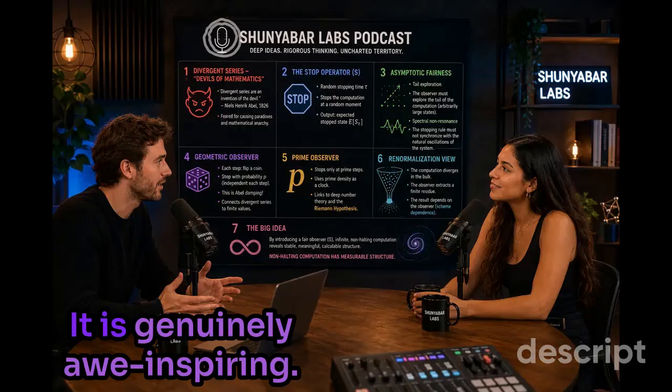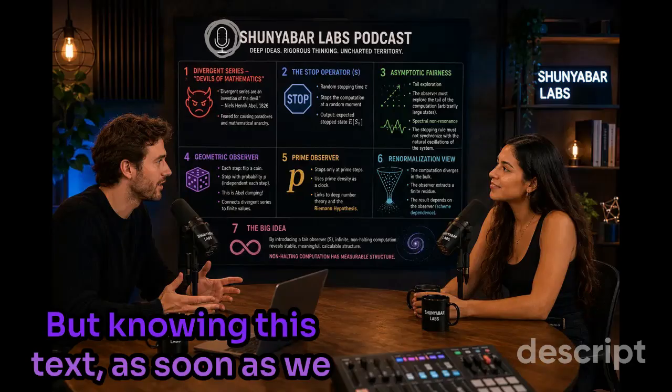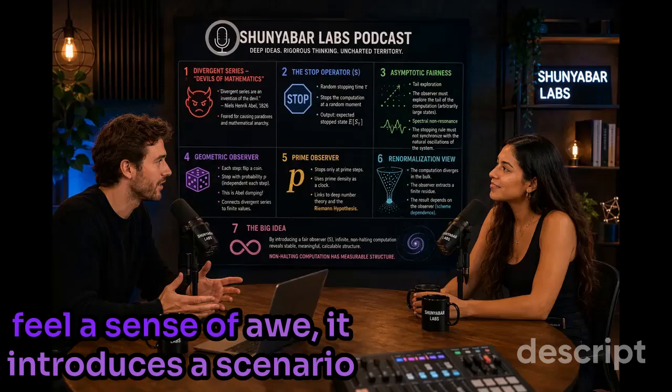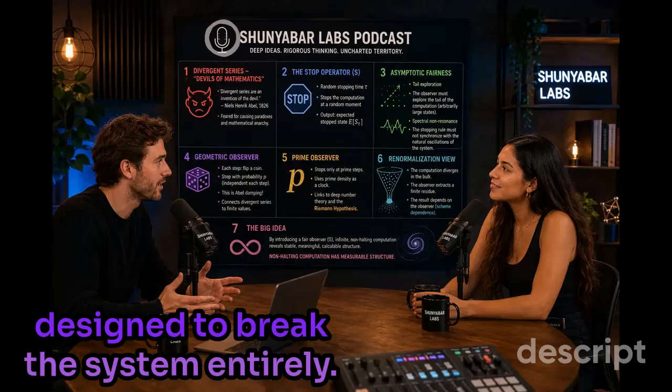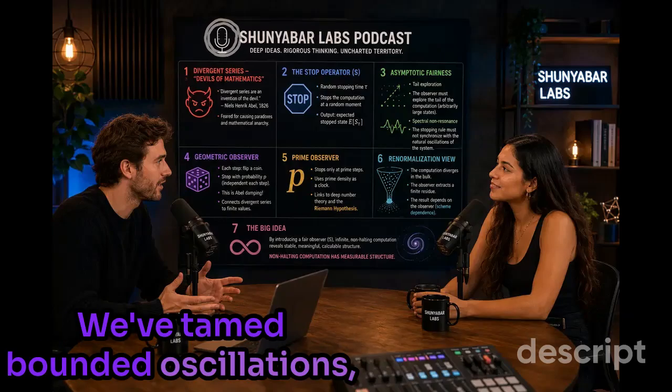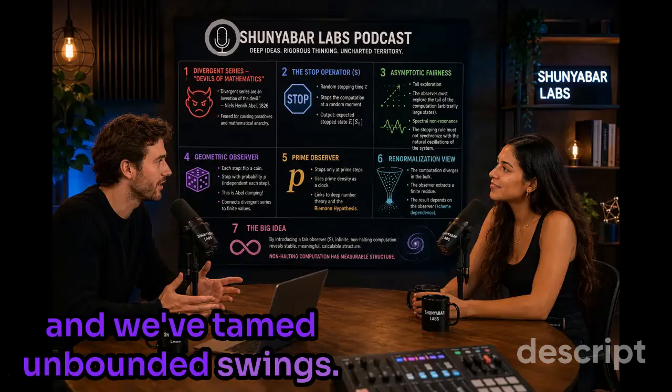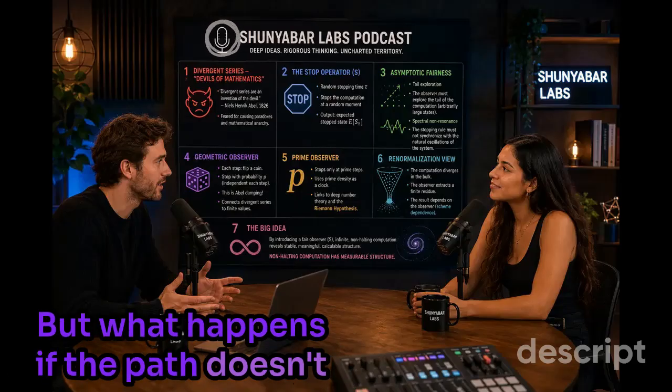It is genuinely awe-inspiring. But knowing this text, as soon as we feel a sense of awe, it introduces a scenario designed to break the system entirely. Of course it does. We've tamed bounded oscillations, and we've tamed unbounded swings. But what happens if the path doesn't swing at all?